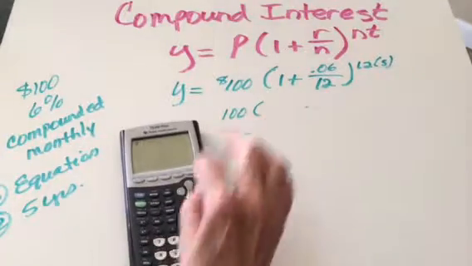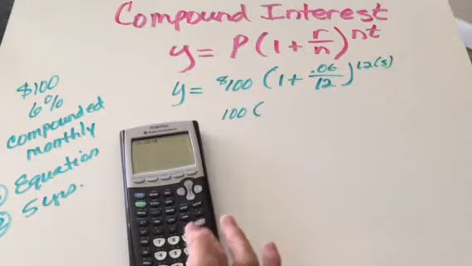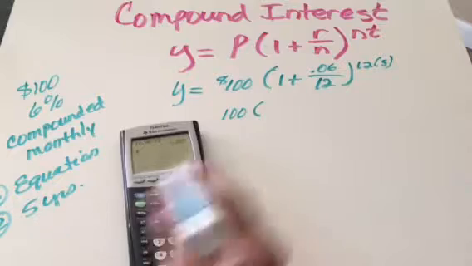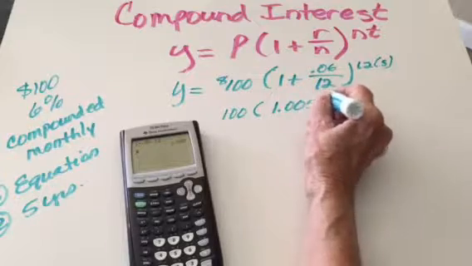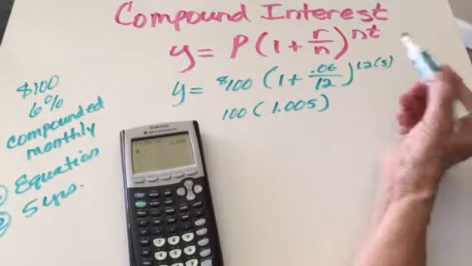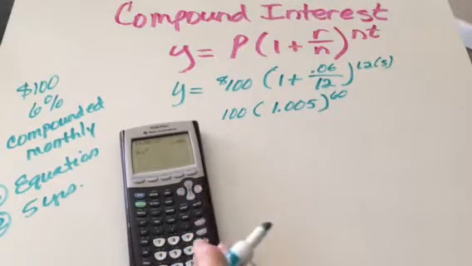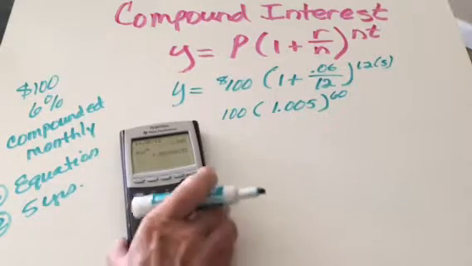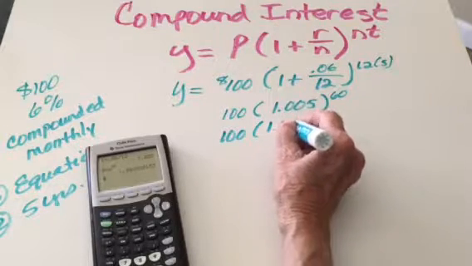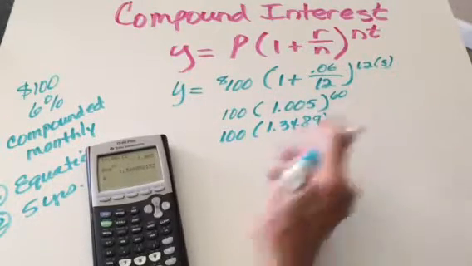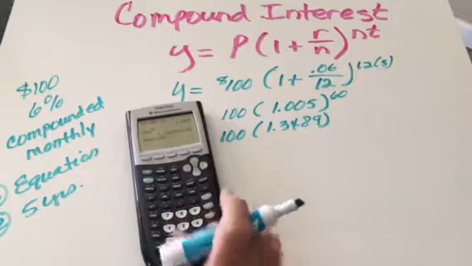All right, so we're going to go 1 plus 0.06 divided by 12 equals, and that equals 1.005. And then 12 times 5 is 60. So in your calculator, go caret 60 equals. Now this then equals 100 times 1.348, and I'll round it off to 9. In your calculator, just go times 100 equals.